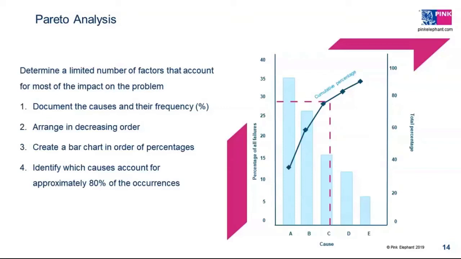Because what you're trying to do in Pareto is say, all right, I want to look at the number that were related to printer A, then printer B, then printer C, then printer D. And I order them in decreasing order. Well, 25 of the incidents were printer A, 17 were printer B, and I keep going in that order. And I create a bar chart, as you see here. And then I look at the overall percentage. And I'm trying to identify the approximate 80% of the incidents were tied to which printers.